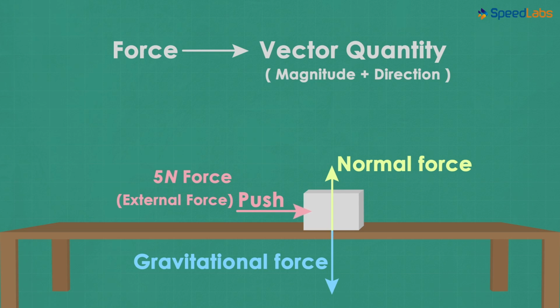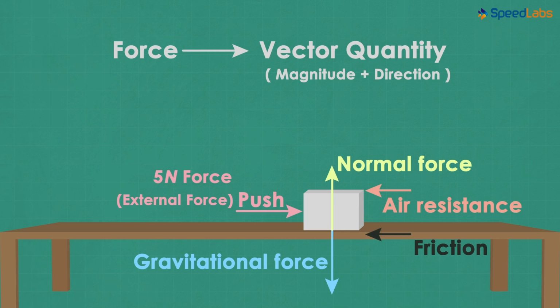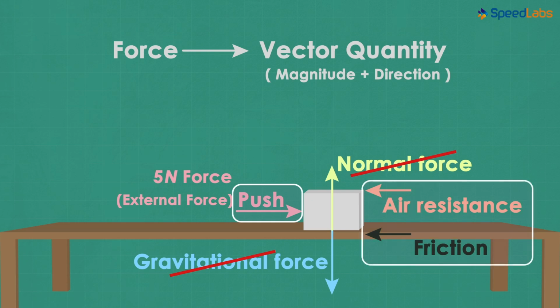Which forces acted on the object when it moved to the right? There was this force which we applied. Then there were forces of air resistance and friction towards the left. Then why did the object still move towards the right? The upward and downward forces cancel each other, so the question of the object moving upwards or downwards will not arise. So it moves to the right because the force of 5 newtons is more than the sum of these two forces which were acting towards the left.